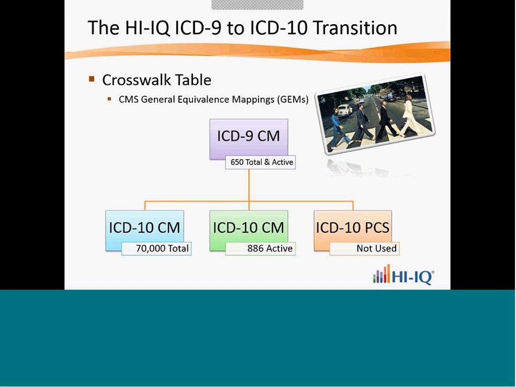Now, what the CMS has done for us and for other software vendors is they've created a GEM, a General Equivalence Mapping table. So it gives you a list of all the current ICD-9 CM codes and the corresponding ICD-10 CM codes. And what we can see in the bottom diagram there in the center box is we now have 886 active codes within High IQ, 70,000.